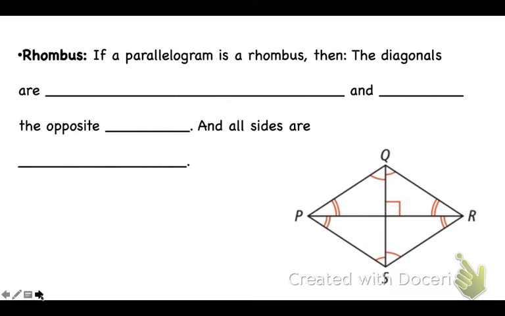You can do it. Okay, a rhombus. You have a picture. You will be adding to the picture after we do this. A rhombus: if a parallelogram is a rhombus, then the diagonals are perpendicular.